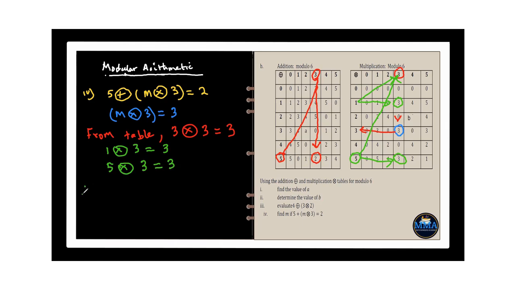So what does it tell us about m? Therefore, m is either 1, 3, or 5. These are the values of m.